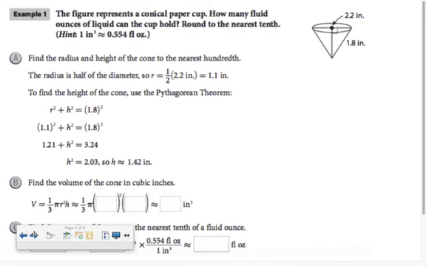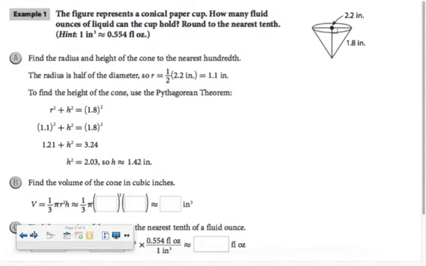So in example 1, part A, you see that they're using that formula to find the capacity of a paper cup cone. So this time, notice, however, they didn't give us the height of the cone. They gave us what we call the slant height, which is why you see them using Pythagorean theorem in order to find the height of the cone.